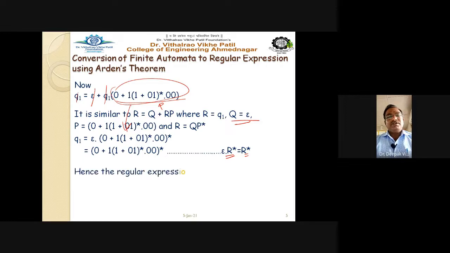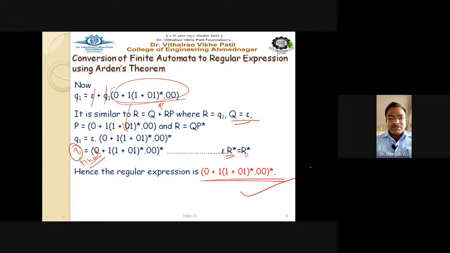Hence I can conclude that Q1 being the final state, it is nothing but my final state. So the regular expression for the given automata is written like this. That's why it is written in the answer in red color. Getting this point? So it is very simple. There is no difficulty involved here.